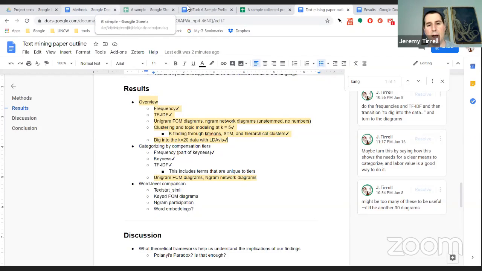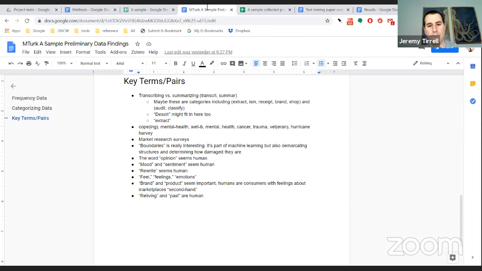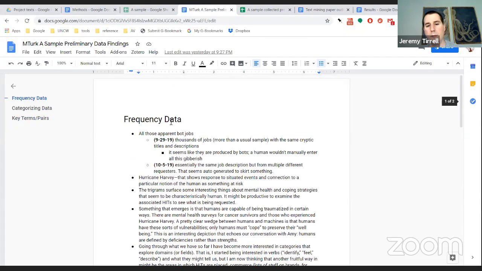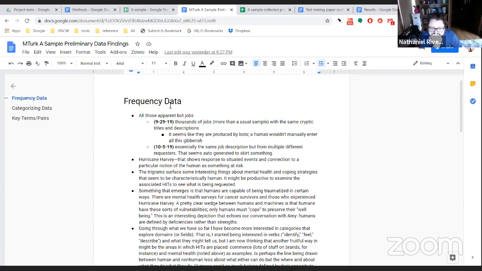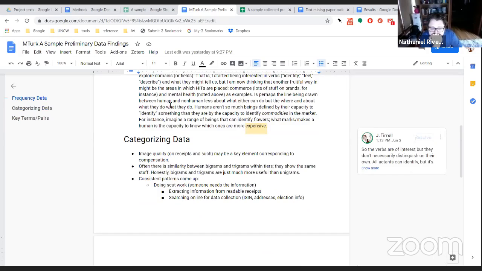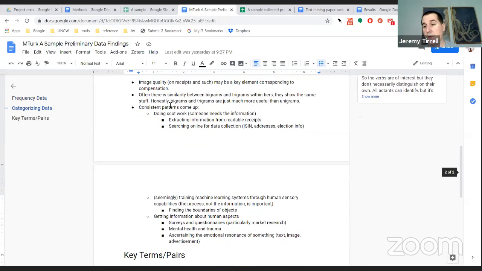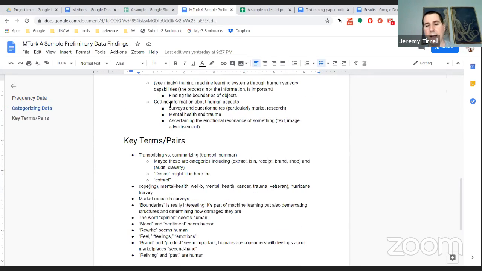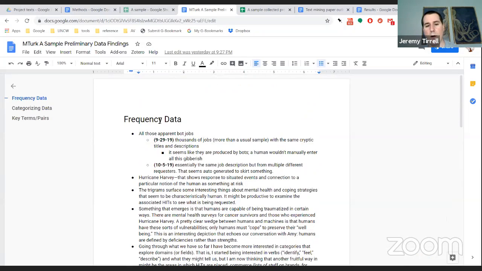We do have this document, the preliminary findings document, which has the things we've discussed, and it breaks it down into this is the overall. Really, it's not just frequency.